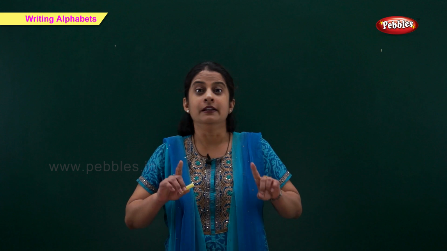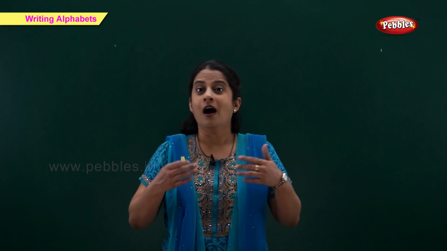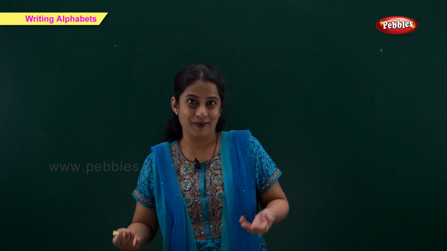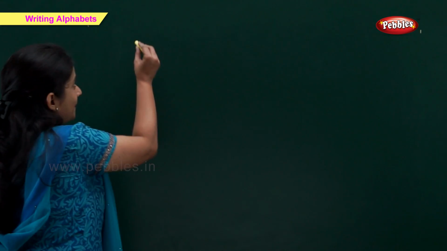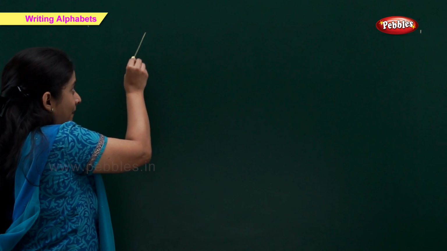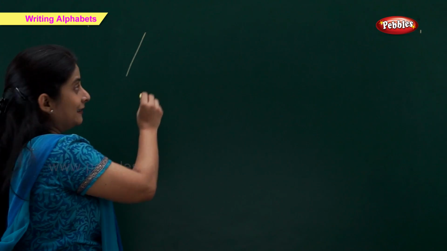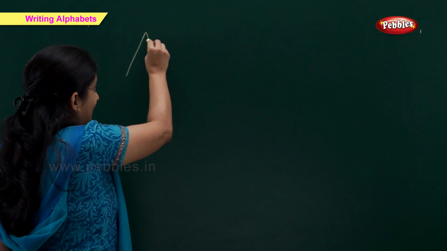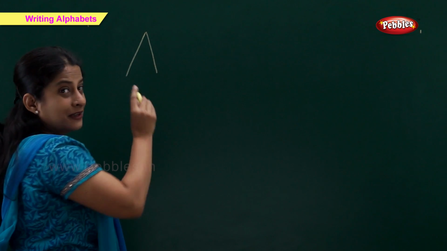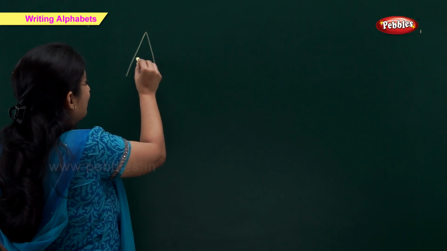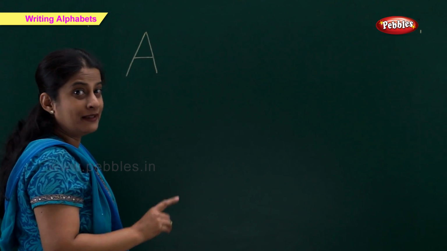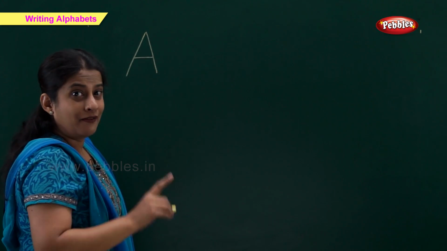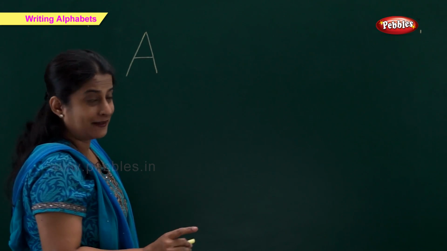Friends, now I'm going to teach you how to write the alphabets. Are you ready? A. One slanting line, another slanting line, and a sleeping line makes alphabet A.